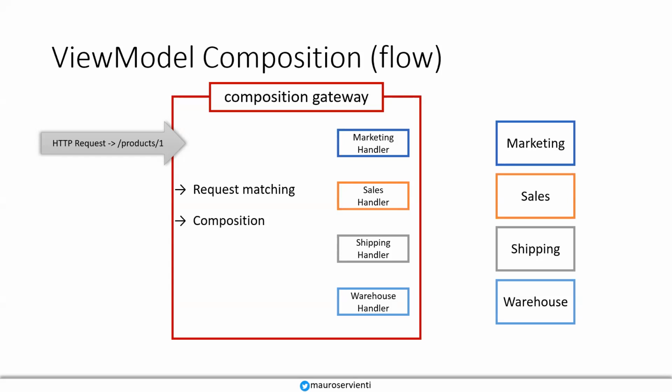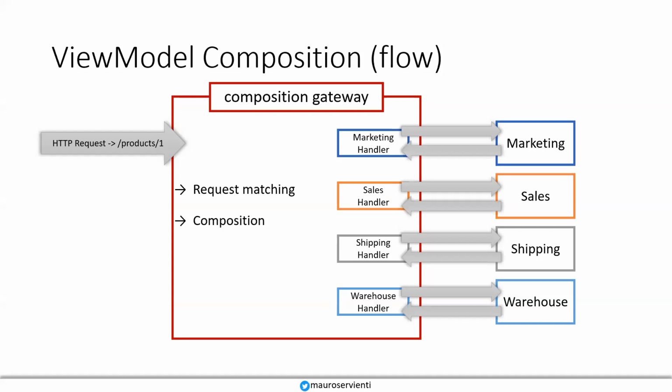And then what the composition gateway does is ask the services that replied yes to the previous question to just do the composition now. So act on it and go back to your backends or to your databases, retrieve data, and finally compose the view model. And the composed view model is then returned as an HTTP response to the client.